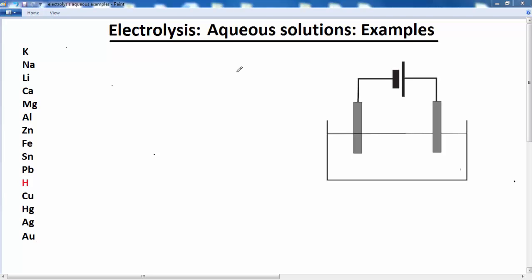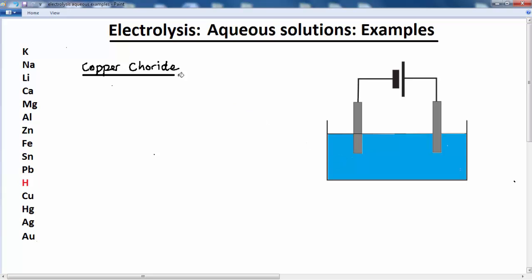In this lesson we're going to look at the electrolysis of various aqueous salt solutions, just to give us an idea of how to write the half equations that occur at each electrode. So we're going to start with copper chloride, and it's got a kind of deep bluish colour like that.